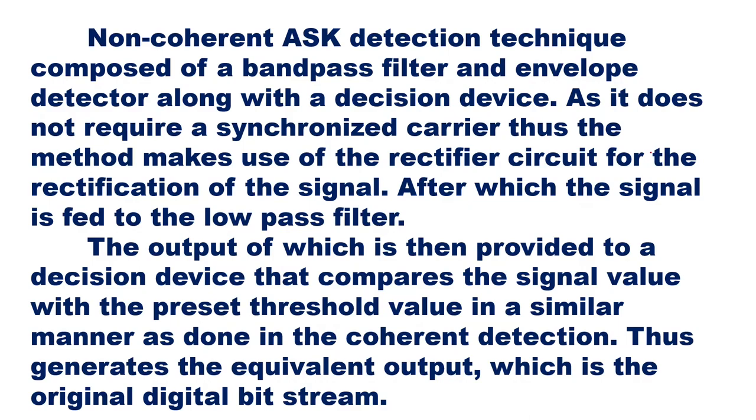Now here you can see the explanation for this non-coherent ASK detection technique, composed of a bandpass filter and envelope detector along with a decision device. It does not require a synchronous carrier. There is no synchronous carrier. The method makes use of a rectifier circuit for rectification of the signal, after which the signal is fed to the low-pass filter, the output of which is then provided to a decision device that compares the signal value with the preset threshold, some specific value, in a similar manner as done in coherent detection also. Thus it generates the equivalent output, which is the original data bit stream. So the output will be your binary data.